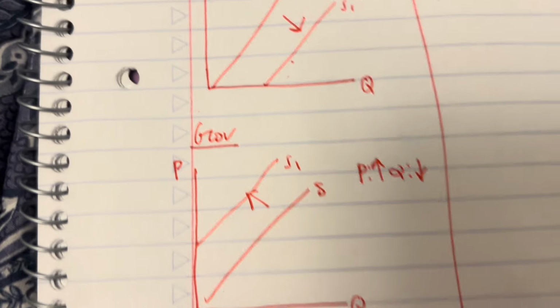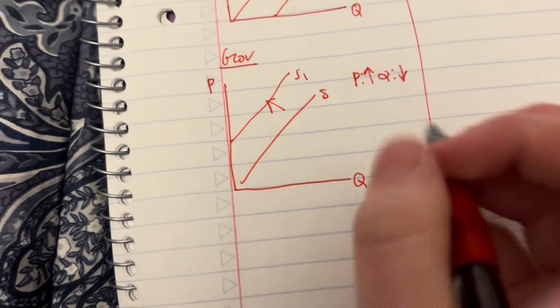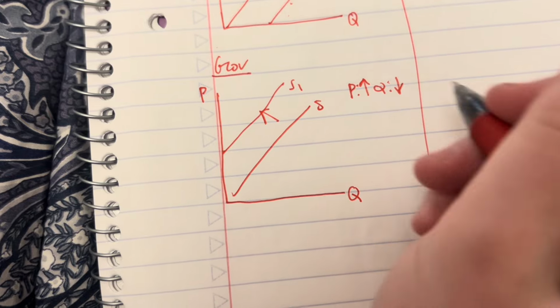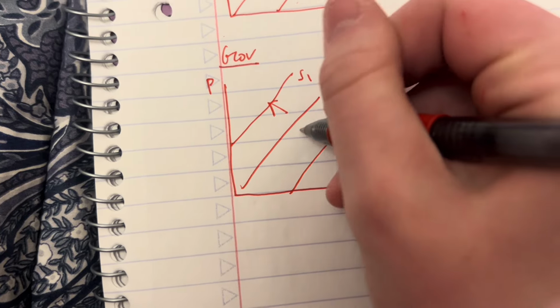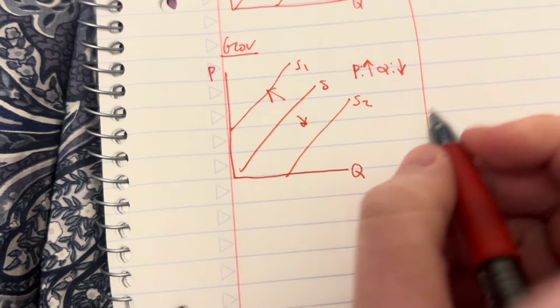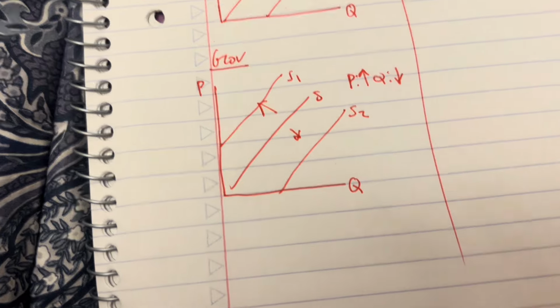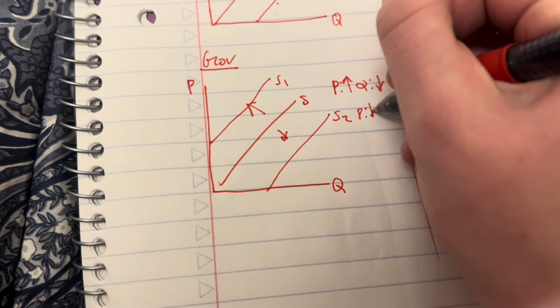Subsidies are a government payment to help businesses produce. So instead of shifting to the left, they will shift to the right, and more companies will want to supply them. This will cause the quantity to go up and the price to go down.